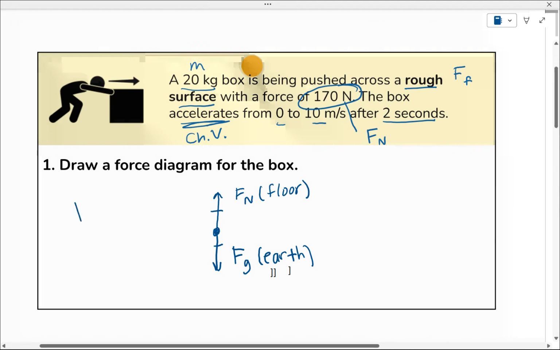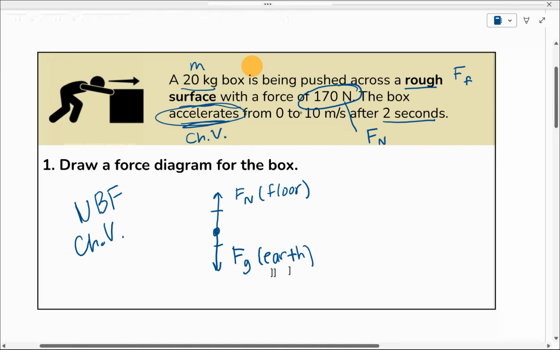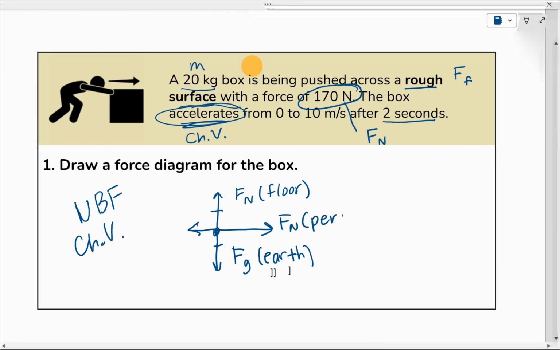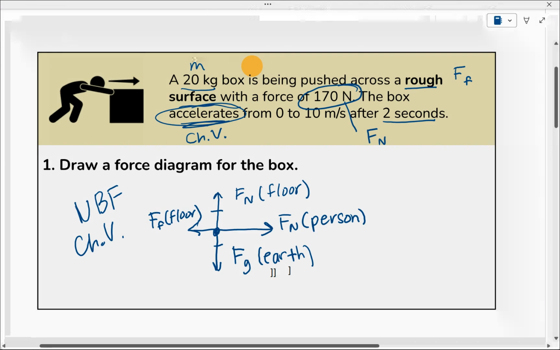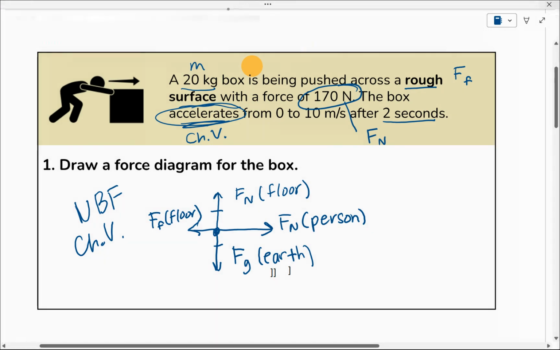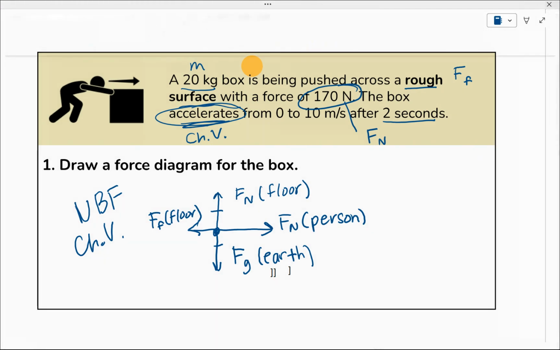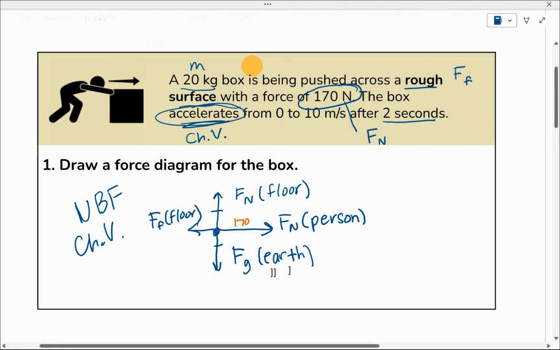And overall, the forces do need to be unbalanced because it's changing velocity. It says so right here, it's speeding up. And so there's going to be more force on one side, and that's going to be the side that the person is pushing, because they're making the box speed up. The friction force is going against that push. We also know that the push force is 170. Now we could add it to our force diagram right here. And that's the force diagram.